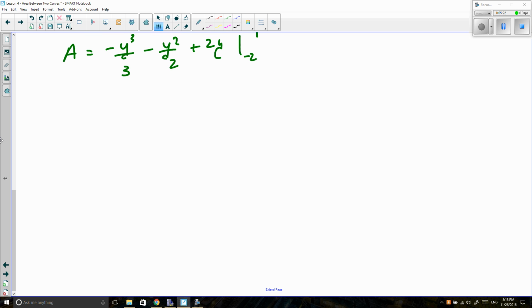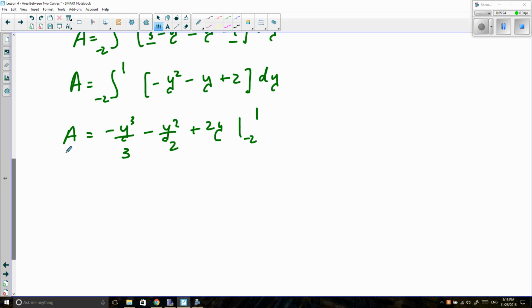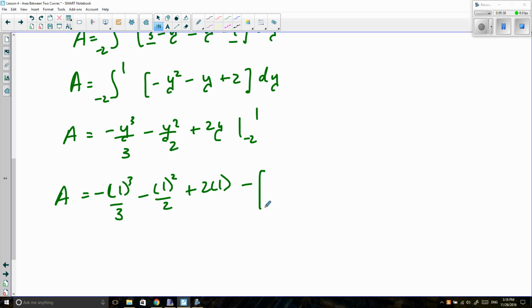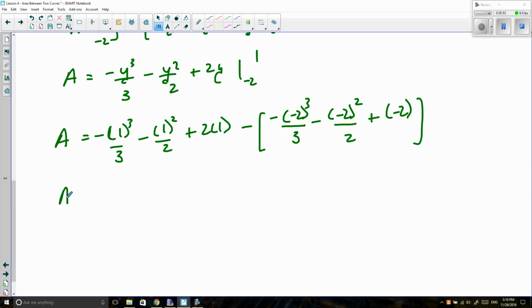Okay, so now we're going to evaluate the integral. So area is equal to, putting in our numbers, we start with 1. So 1 cubed over 3 minus 1 squared over 2 plus 2 times 1. Then we're going to subtract all of this. So negative of the negative 2 cubed, so careful with those signs, and then minus negative 2 squared divided by 2 plus negative 2. Okay, so I have to be careful here with the evaluation.